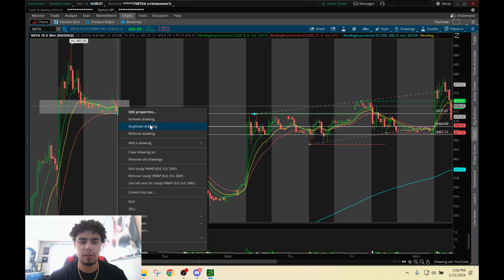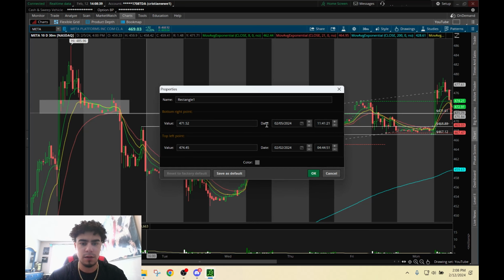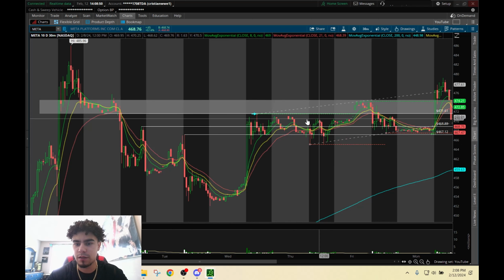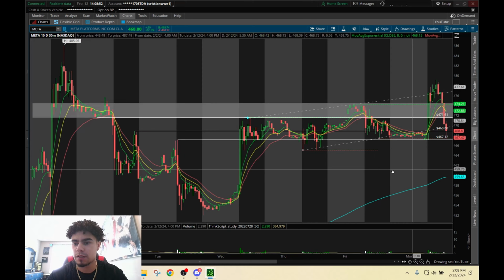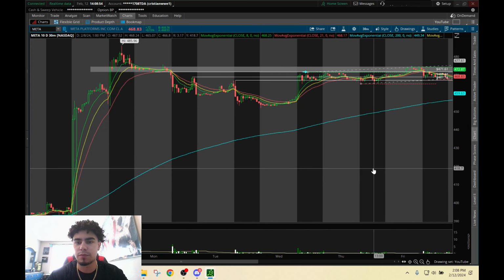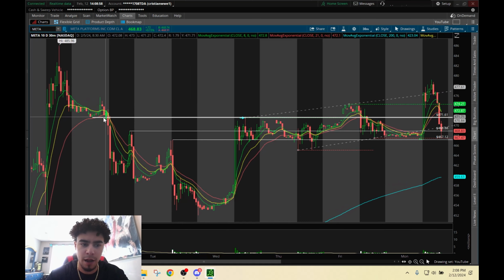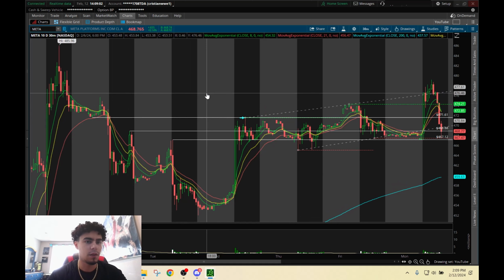So if I extended this, you can kind of see what I'm talking about. You see we broke, came back up, tested it, rejected, held below, tested it, rejected, and then we eventually came through. So that's what I look for when I'm trading a zone. I usually just look for the beginning of the zone or something like that.